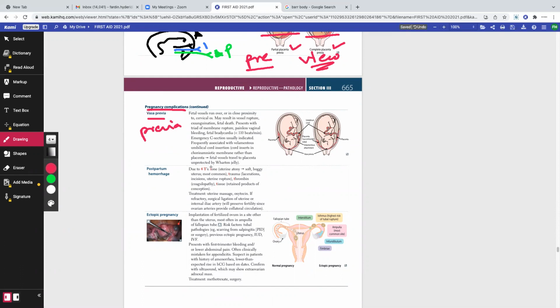Now, instead of seeing the placenta, can we see the blood vessels? Yes or no? The answer is yes. So when we do a per vaginal examination, if we see blood vessels, especially the umbilical blood vessels, do we allow the fetus to come out through normal vaginal delivery? The answer is no.